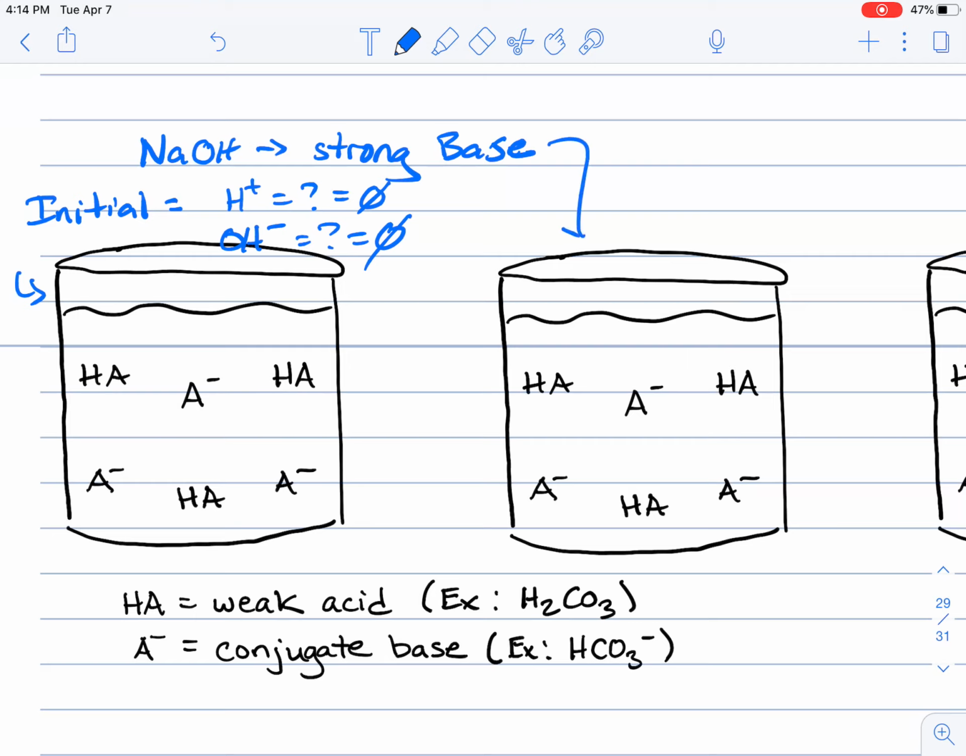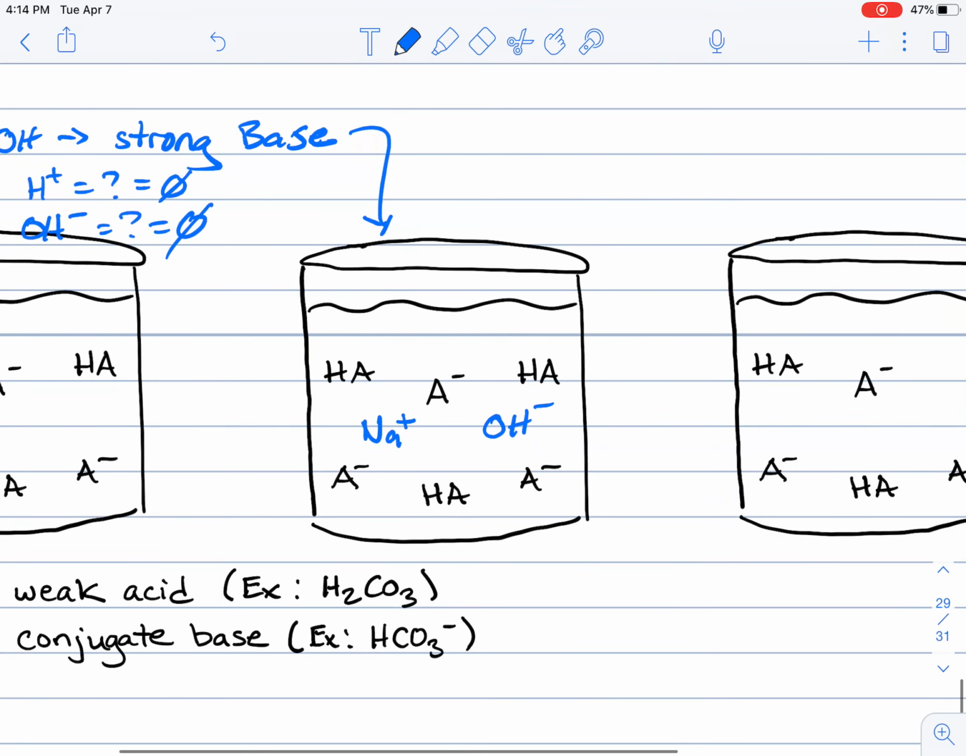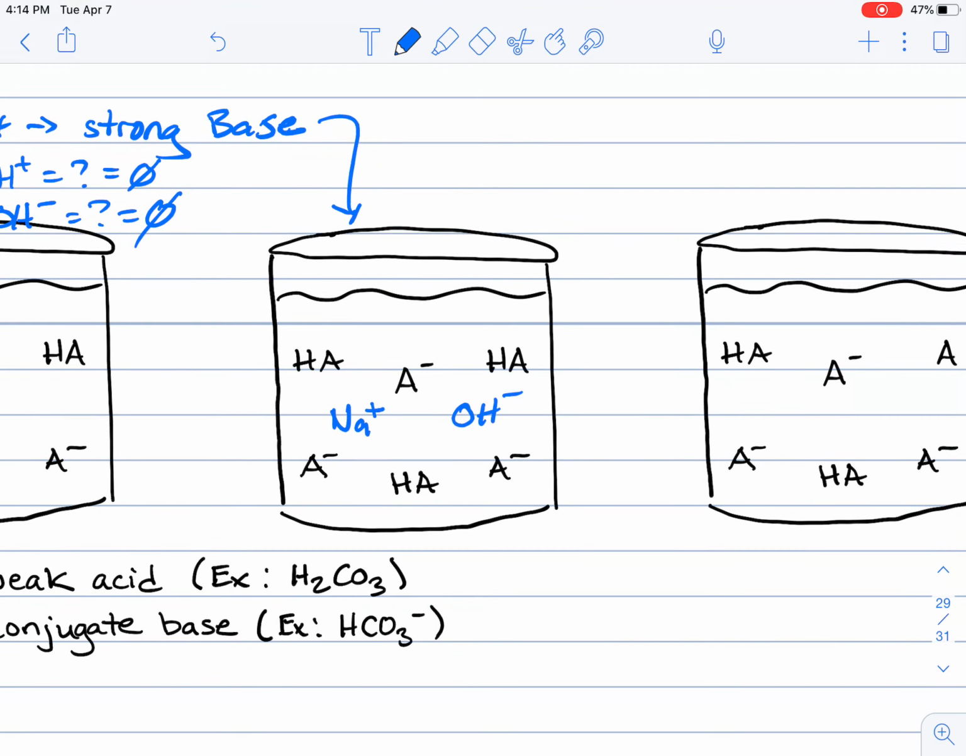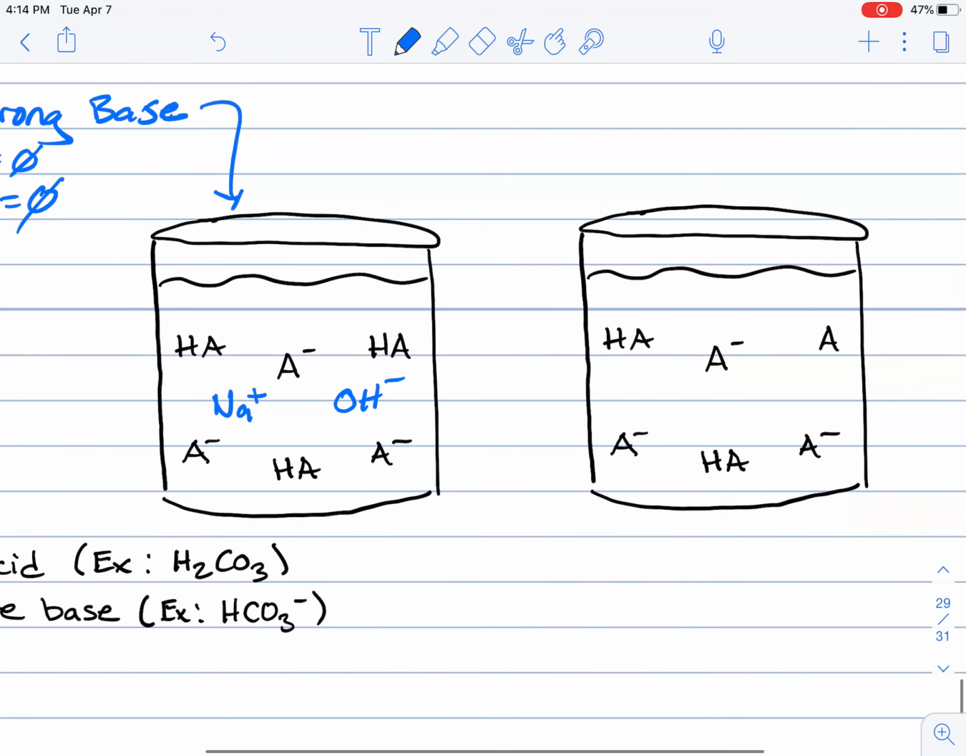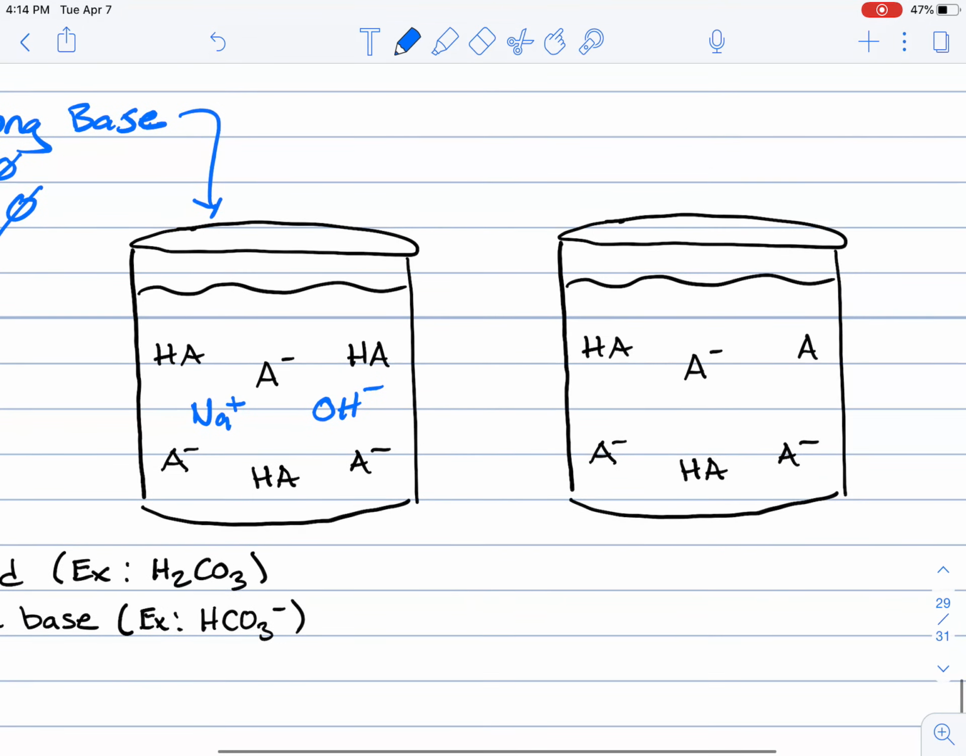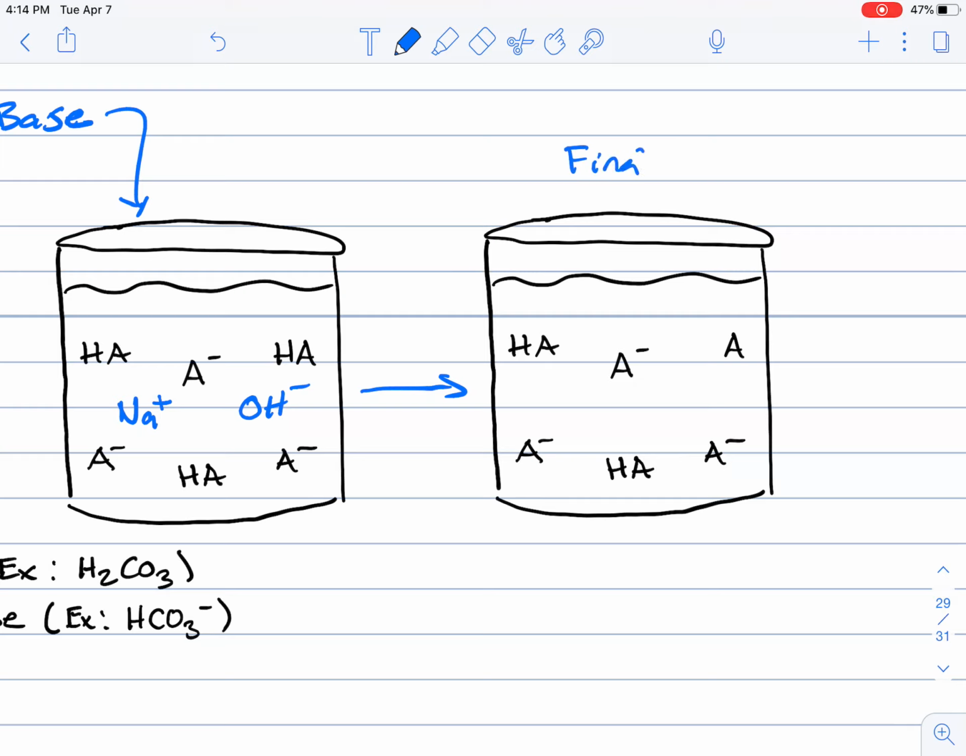And so if we add a strong base to this solution, what we're going to get is sodium that's floating around and OH minus that's also floating around. And so this is like the initial onset, right? But we're not looking at the initial change, we're looking at the equilibrium. And so once this system has reached equilibrium, or the final state, will this OH minus still be present in our equilibrium or final state? Okay. And so remember that OH minus acts as a base.